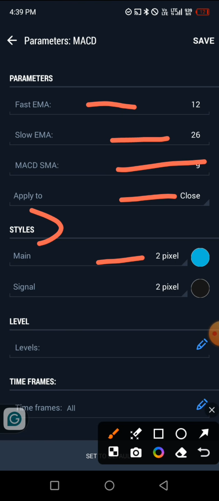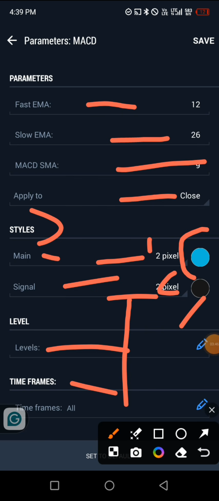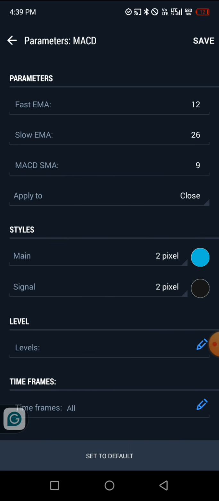In your styles, your main is 2 pixel. Okay, your signal is 2 pixel, and your main use color blue or gold or any color of your choice, or red. Then in your signals, use 2 pixel and use color black. Okay, use color black. Then in your levels and your time frame, leave it the way it is. Then you click on save.